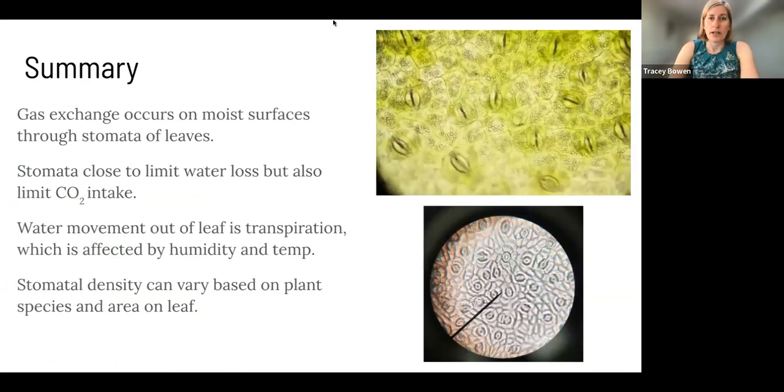So to summarize, gas exchange occurs on moist surfaces through the stomata of the leaves. Stomata close to limit water loss, but also that limits CO2 intake. Water movement out of a leaf is called transpiration, and that's going to be affected by humidity and temperature. And stomatal density can vary based on plant species and area on a leaf.